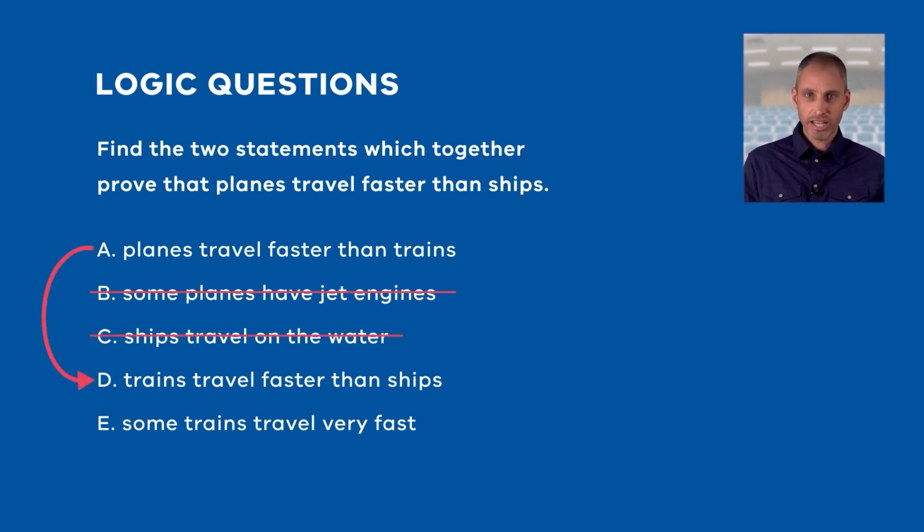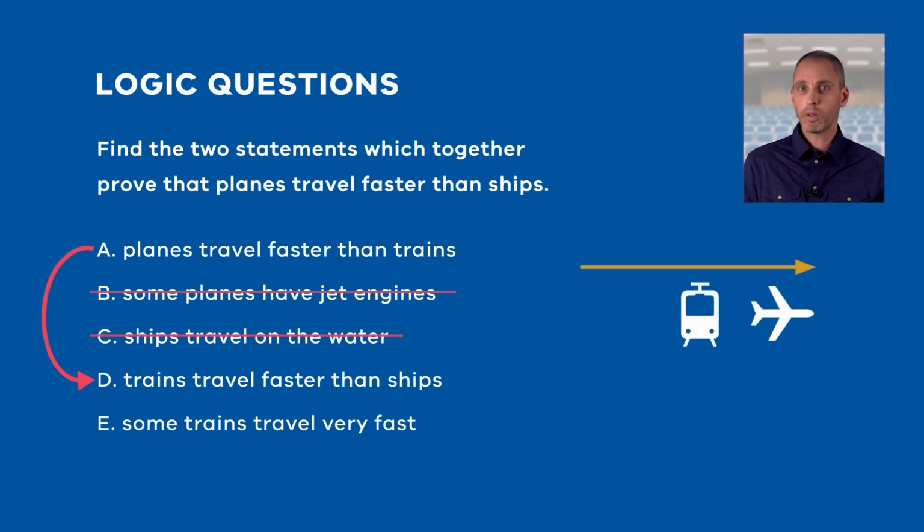Statements A and D have similar information. They both mention trains and make a comparison about how fast they travel. If we pair them, we can prove that planes travel faster than ships. If planes travel faster than trains, and trains travel faster than ships, then planes must travel faster than ships.